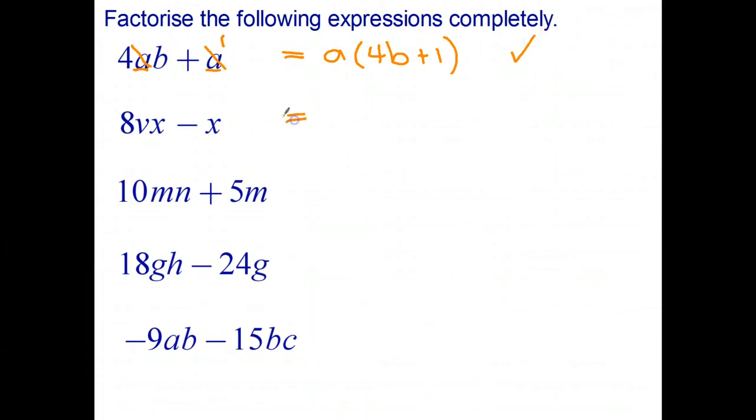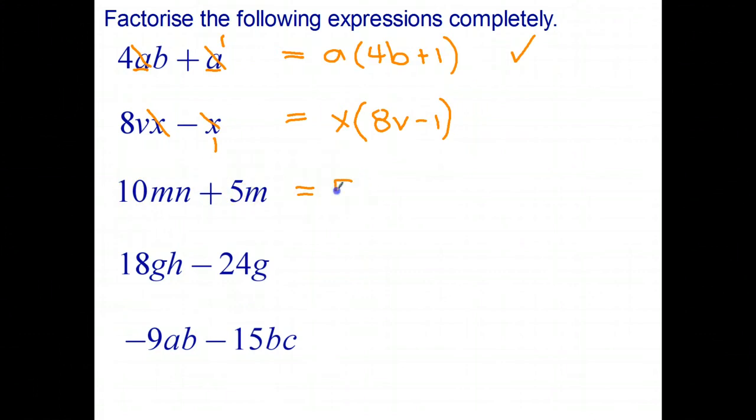Okay, next equation. 8vx take away x. Well, the only common factor in there is the x, so I write that out the front. I can cross that out. That goes to a 1 because x divided x is 1. And in brackets, 8v take 1.